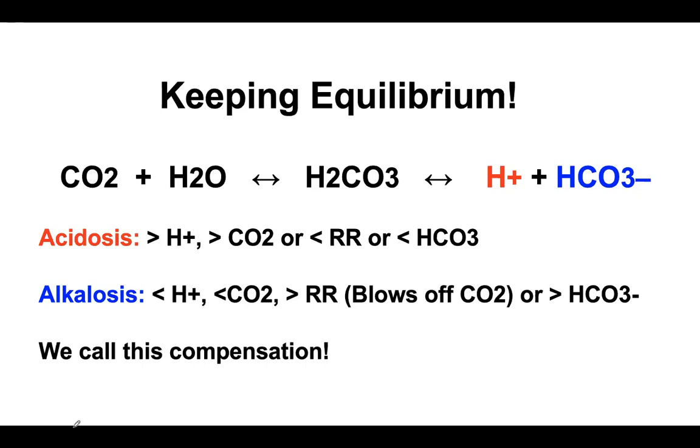In alkalosis, usually hydrogen ions decrease because hydrogen ions are acid, or cations. So lower hydrogen ions results usually in an alkalosis, a decrease of CO2, an increase of respiratory rate, so that blows away the CO2 and decreases it, or an increase in bicarbonate.